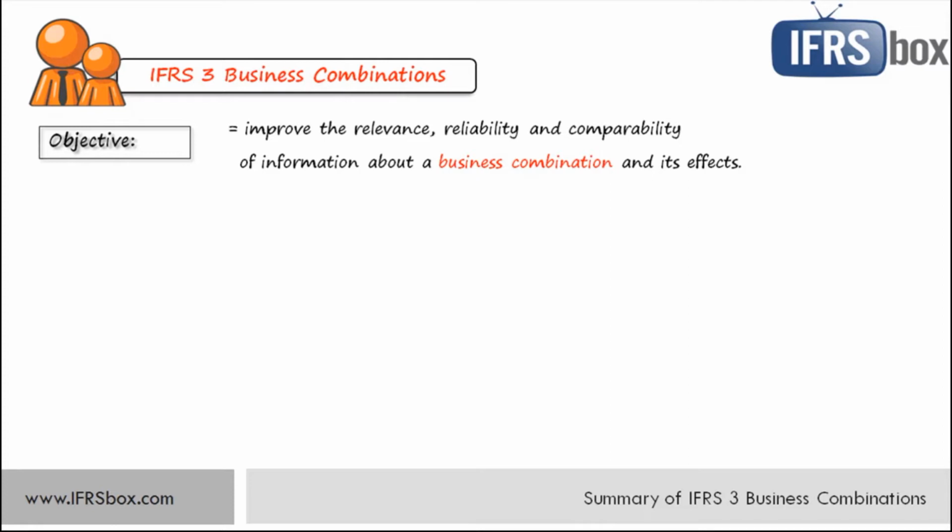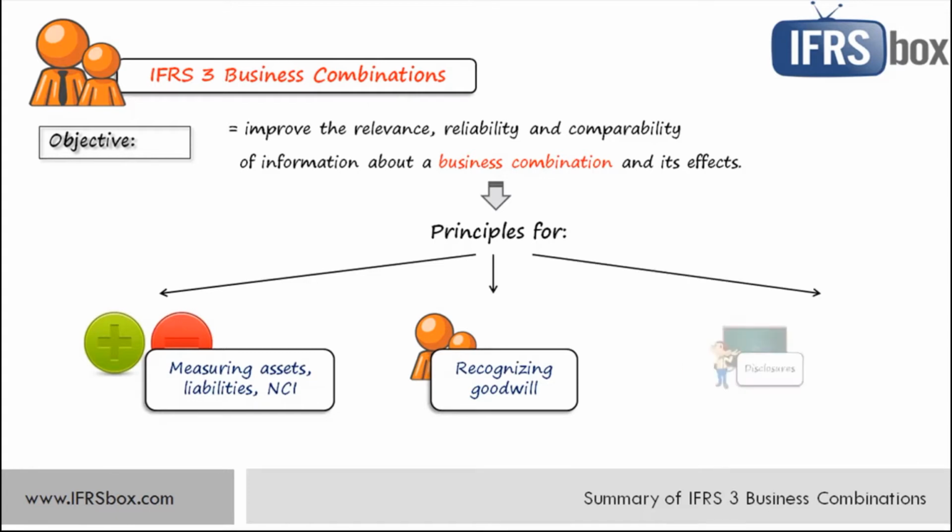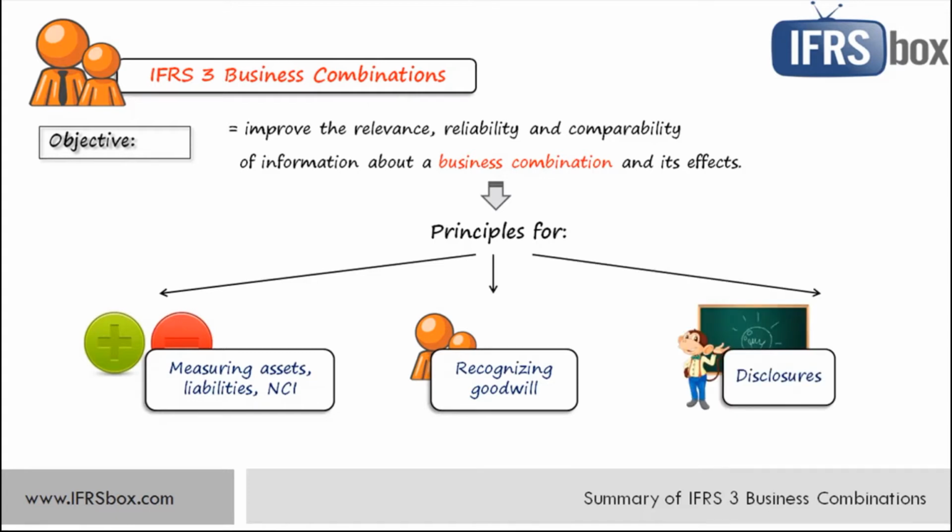Well, more specifically, IFRS 3 establishes principles and requirements for how the acquirer recognizes and measures the identifiable assets acquired, the liabilities assumed, and any non-controlling interest in the acquiree, then recognizes and measures the goodwill acquired in the business combination or a gain from a bargain purchase. We'll explain goodwill and non-controlling interest a bit later. And determines what information to disclose about the business combination.